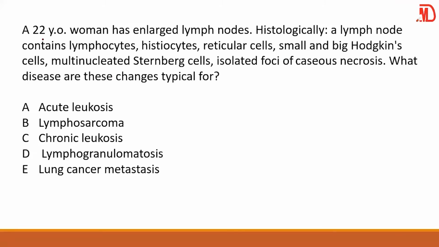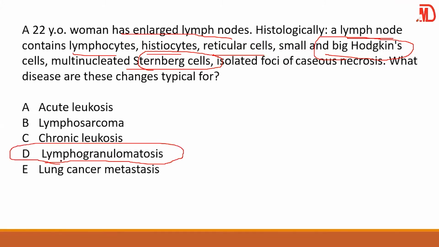Okay. A 22-year-old woman has enlarged lymph nodes. Histologically, a lymph node contains lymphocytes, histiocytes, reticular cells. They've given you big Hodgkin's cells. And look, Reed-Sternberg cells. What are you thinking about? Of course, another name for all of these things is lymphogranulomatosis. We've done this, so no need for us to waste time on it. So this is Hodgkin's disease or lymphogranulomatosis of lymphoid tissue. So we're talking about the lymphoid tissue. So here is D. All right.